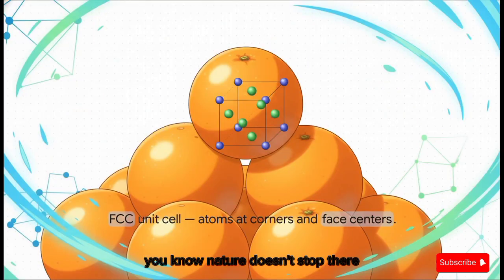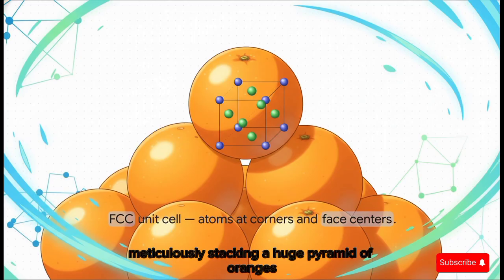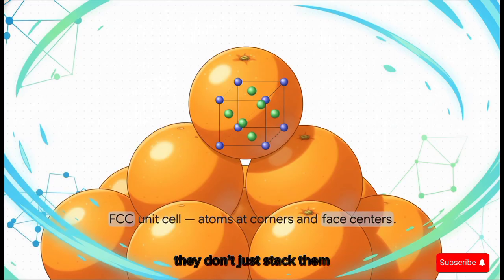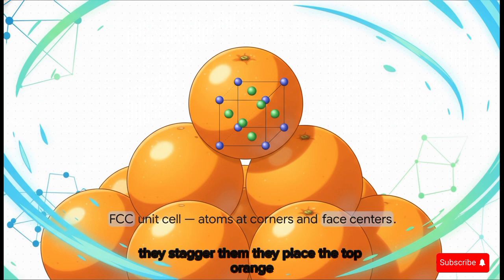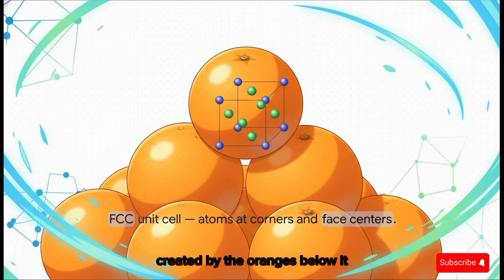But nature doesn't stop there. What if we want to pack atoms as tightly as physically possible? Enter the face-centered cubic, or FCC structure. Think of a grocer meticulously stacking a huge pyramid of oranges. They don't just stack them directly on top of each other, right? They stagger them. They place the top orange right into the little dimple created by the oranges below it. That is exactly what's happening here.